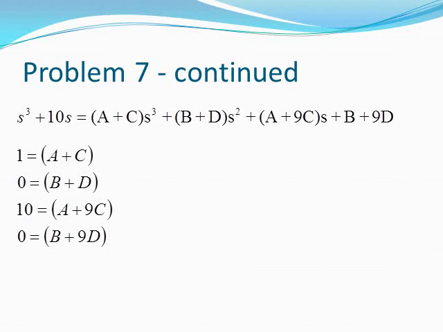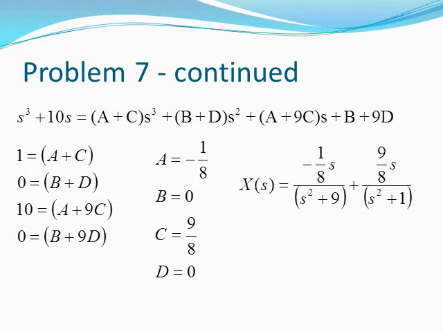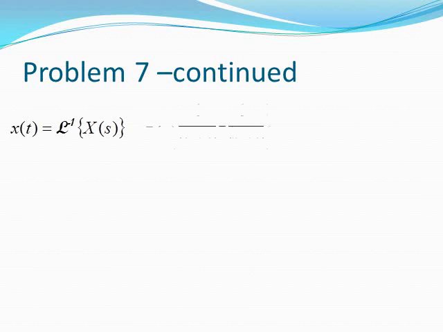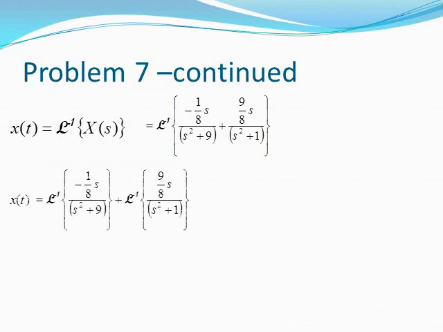So I again have 4 equations and 4 unknowns, and we can solve this system. If you solve it, you'll find that a is negative 1/8, b is 0, c is 9/8, and d is 0. And then we have to find x of t. So this is my solution for the Laplace transform of x, capital X of s. And so I need to find inverse Laplace transforms. And then I have to distribute the inverse Laplace transform across each individual fraction, and we can do that.